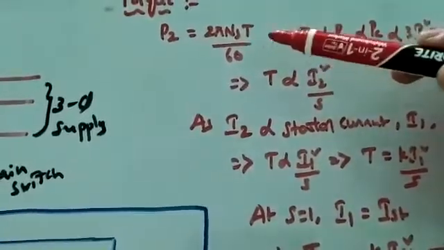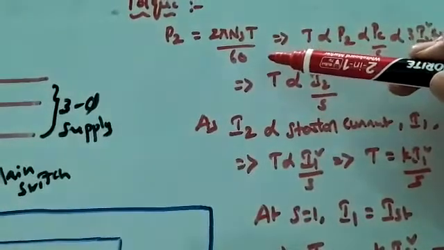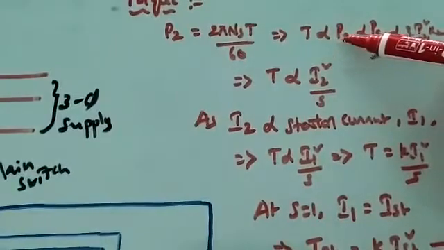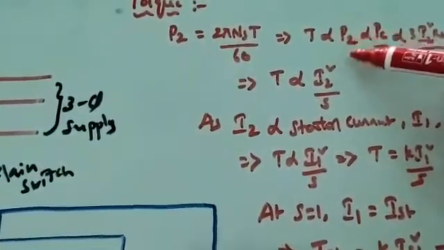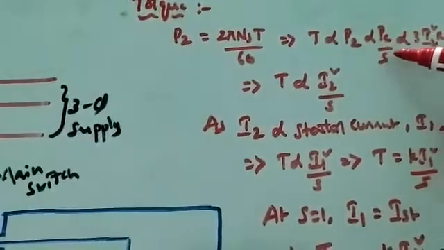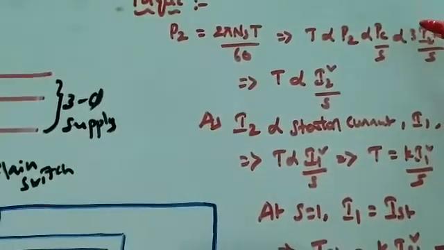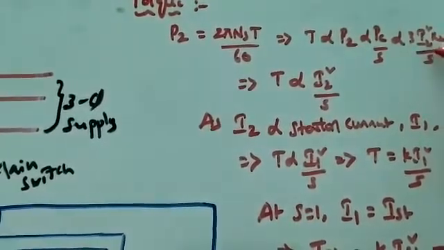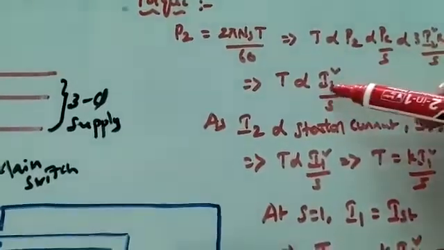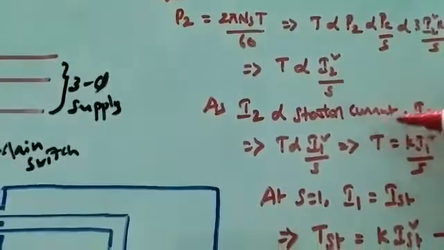Now let us discuss the torque equations. See, we know the rotor power input is given as 2 pi Ns into T by 60. Simply, we can consider this torque is directly proportional to what? P2, that is rotor power input. P2 is nothing but Pc by S. Refer to the previous lectures, you will have come across this kind of equation, that is rotor copper losses by S. So simply, if I take R2 as constant, torque is directly proportional to what? I2 square by S, right?